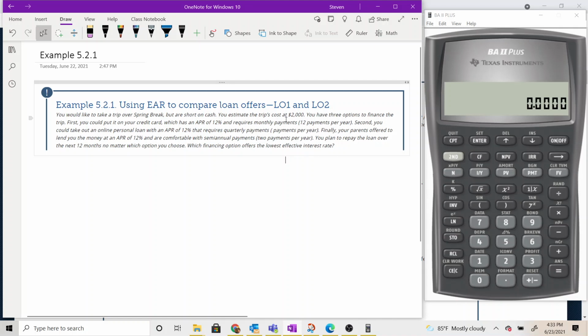Finally, your parents offered to lend you the money at an APR of 12% and are comfortable with semi-annual payments or 2 payments per year. Semi-annual means twice per year, so every 6 months. You plan to repay the loan over the next 12 months no matter which option you choose. Which financing option offers the lowest effective interest rate?